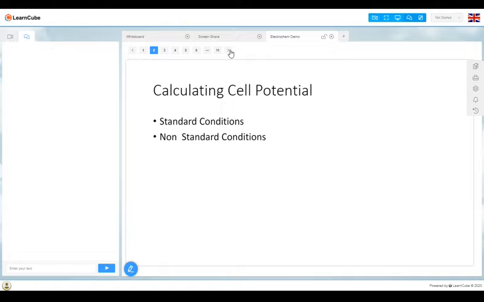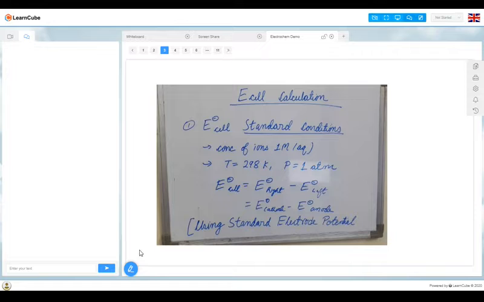So calculating cell potential depends upon certain conditions. In the lab there is some standard condition which is required for calculating the cell potential. There is a reference potential, reference conditions. The electrode potential is known as E cell, and under standard conditions it is denoted by a knot symbol, E naught.